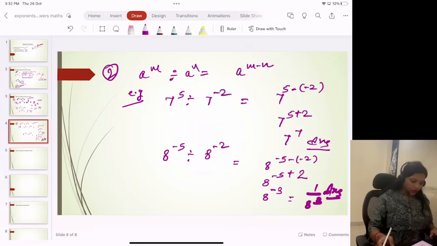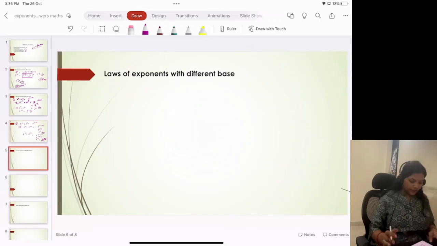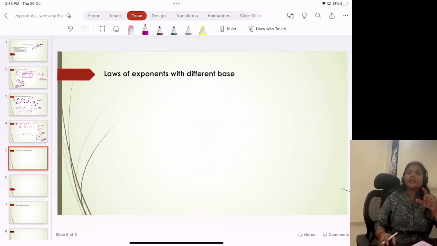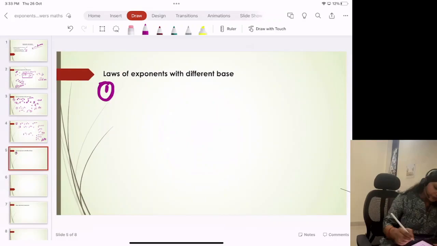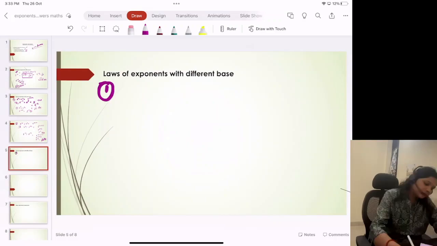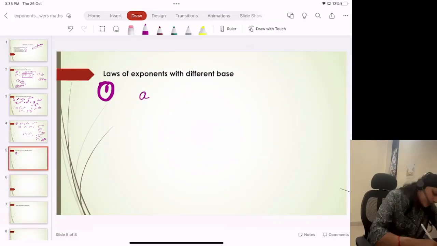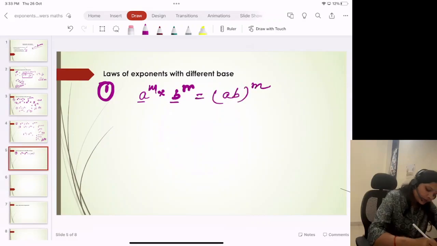Okay, so there were two properties in which the base was the same. Now, in this also we will see two properties in which the bases are different. So first, let us consider the first example. Suppose I took a to the power m, b to the power m. Here you can see the bases are different, powers are same. So it becomes (ab) to the power m.